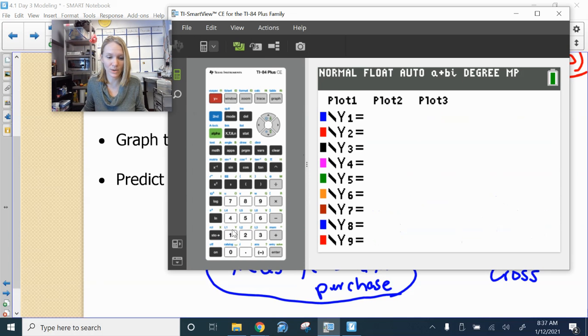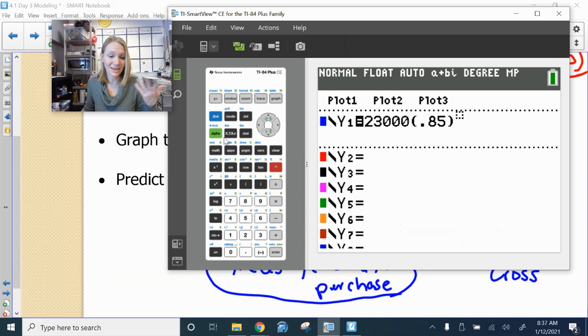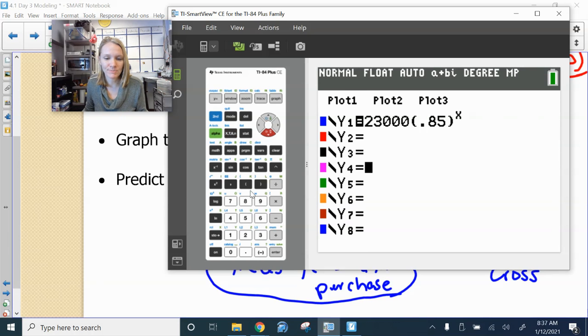So if I was going to graph the equation, I'd have my 23,000 times my 0.85, or 1 minus 0.15, raised to the x, because it doesn't do A and P, it does x and y in these calculators. And then I would type in my second equation as well, which would be my 11,500. Oops, too many zeros. There we go.